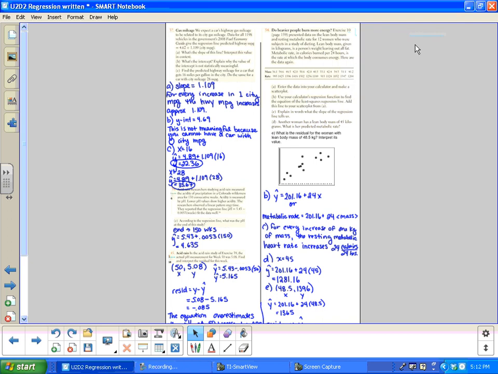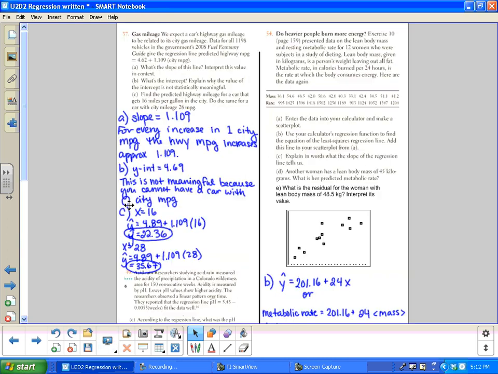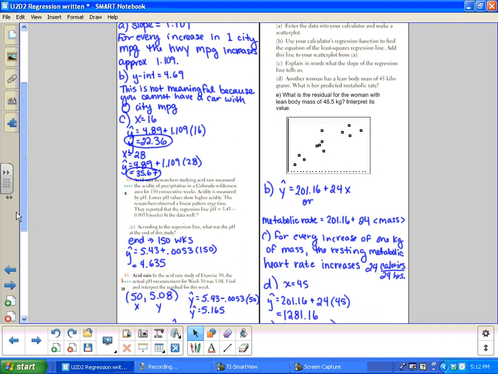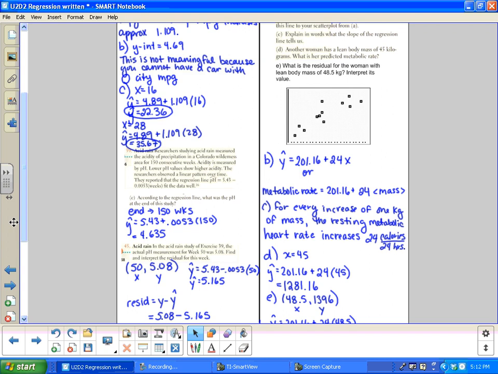Okay, so let's take a look at these solutions. I hope they're big enough that you can see them. Let me make them just a little bit bigger. Okay, so we've interpreted slope: for every increase in 1 city mile per gallon, the highway mile per gallon increases by the slope value. Interpreted y-intercept. Here is one of those cases where it's not meaningful, because you can't have a car with 0 miles per gallon. It wouldn't go anywhere. And if you look at those two right there, you can see the 2 prediction values. The next one is another prediction value.